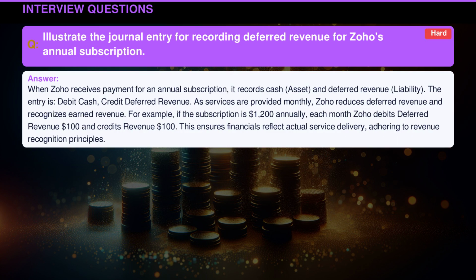When Zoho receives payment for an annual subscription, it records cash, an asset, and a deferred revenue liability. The entry is debit cash, credit deferred revenue. As services are provided monthly, Zoho reduces deferred revenue and recognizes earned revenue. For example, if the subscription is $1,200 annually, each month, Zoho debits deferred revenue $100 and credits revenue $100. This ensures financials reflect actual service delivery, adhering to revenue recognition principles.